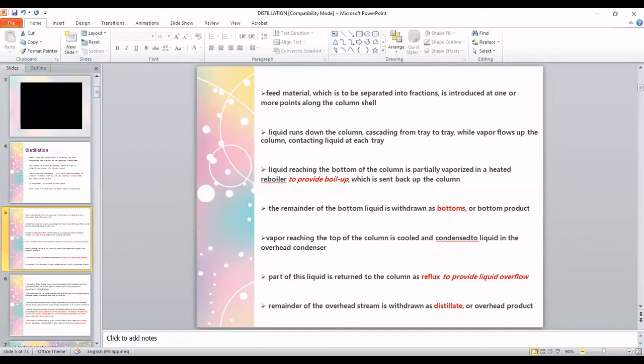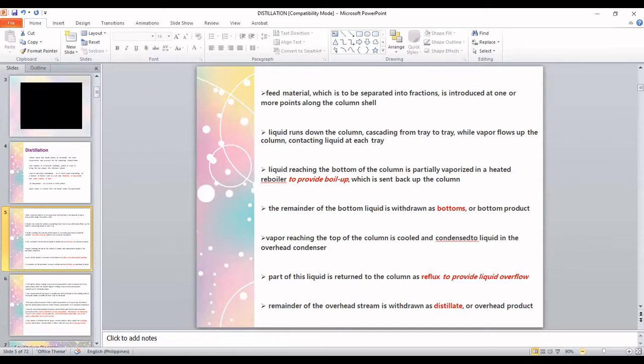The vapor, on the other hand, reaching up the top of the column is being cooled. Remember, part of the liquid was turned into vapor by your reboiler. So that vapor, as it reaches the top of the column, is being condensed. So vapor reaching the top of the column is being cooled and condensed to liquid in the overhead condenser. So your distilling column now has two auxiliary equipments. At the bottom, we have the reboiler, and at the top, we have the condenser.